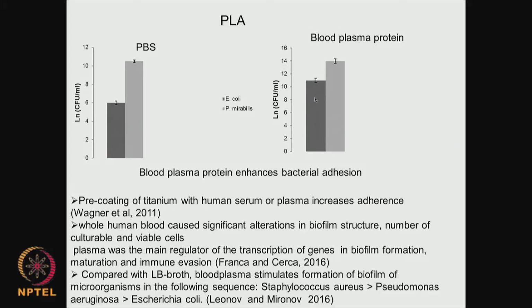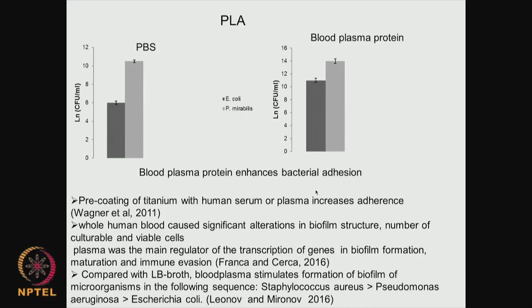You can see a 10 power 4 fold increase in both E. coli and Proteus mirabilis. 10 power 4 means almost 10,000 times increase in the bacterial attachment, both types of bacteria, E. coli as well as Proteus. So, the blood plasma protein enhances bacterial attachment. You have to be very careful when you are talking about having biomaterial in the presence of blood plasma.